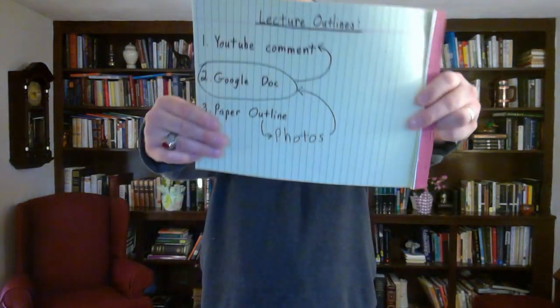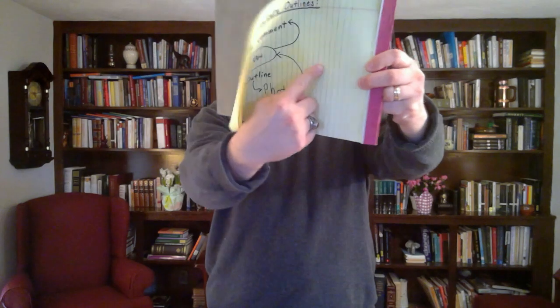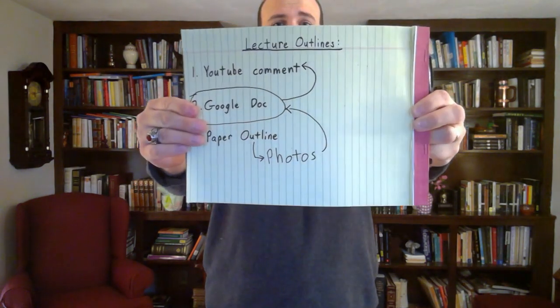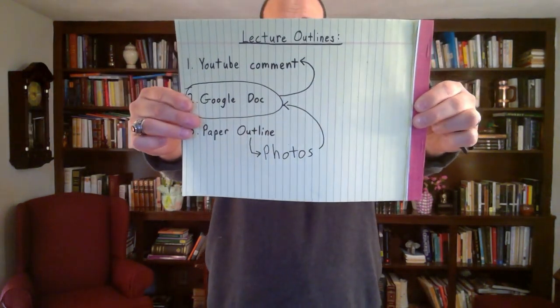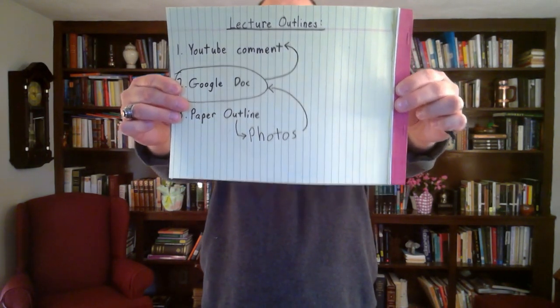Now here's the cool part. You can leave a link to a Google Doc in the YouTube comment. So, no matter what, every single person, every single time you see a lecture video, is going to take an outline, make sure, one way or another, that outline ends up in a Google Doc, and then you're going to comment on the relevant YouTube video the link to that doc.